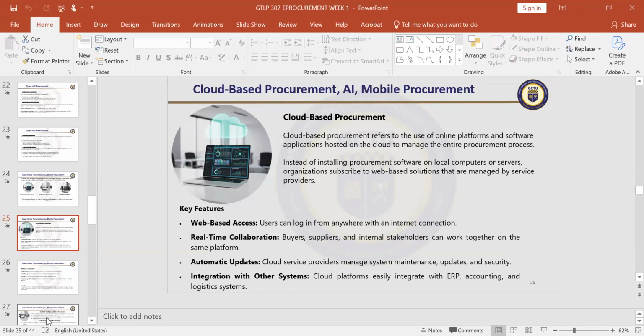Yes, sir. Okay, so key features for it is web-based access. User can log in from anywhere with an internet connection. As I told you, wherever I find myself, I can log in. I can take Anas' phone, log in, provided Anas has internet on his phone. Right? Like real-time collaboration, buyers, suppliers, and internal stakeholders can work together on the same platform.